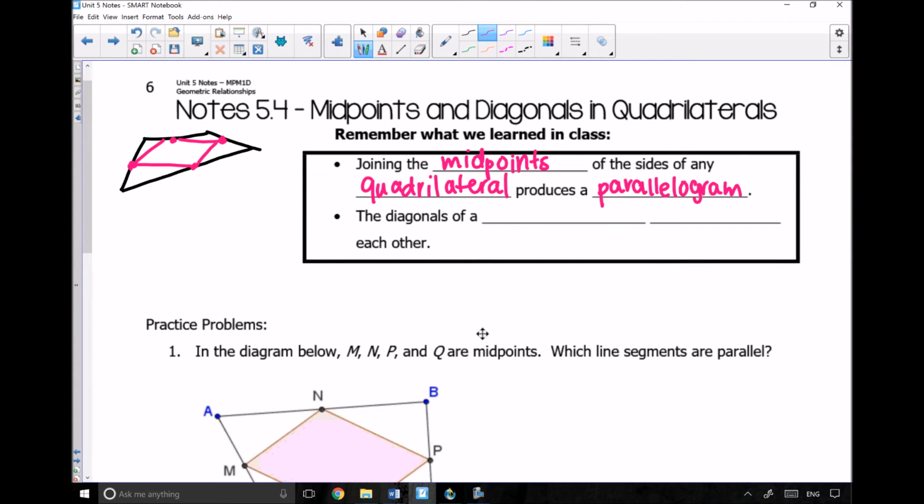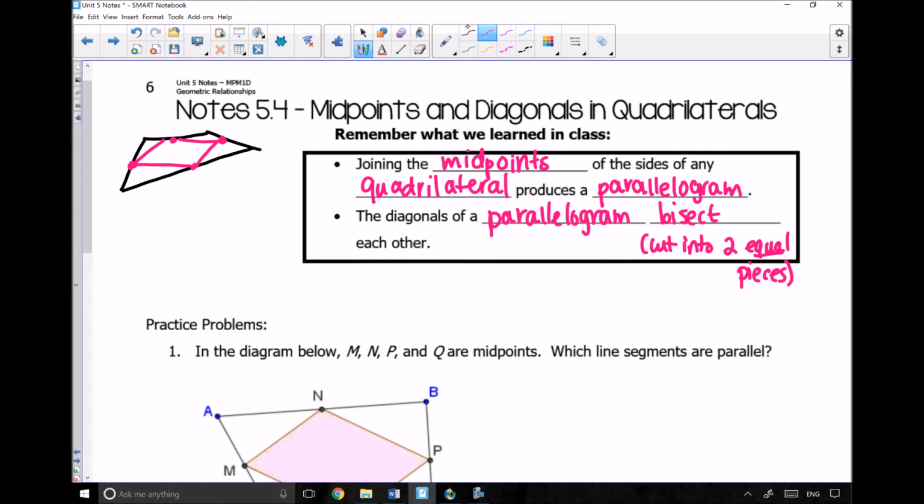The diagonals of a parallelogram will always bisect each other. And remember, we wrote this down before. If we bisect something, it means that we cut it in half, so cut into two equal pieces. Okay, that's what it means to bisect.